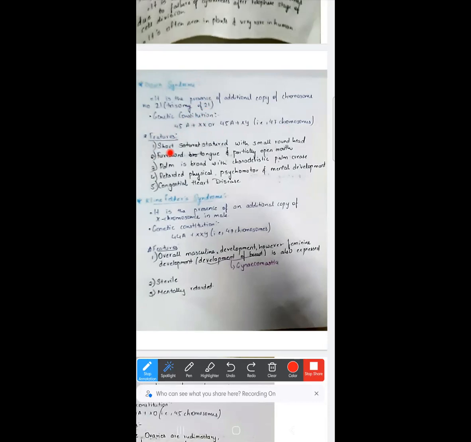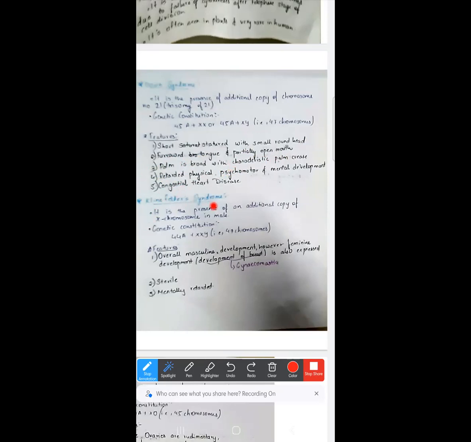Features of Down syndrome are short stature with a small round head, that is they have short height. They have a furrowed tongue and partially open mouth. The palm is broad with a characteristic crease. Physical, psychomotor, and mental development is retarded. They may have congenital heart disease.